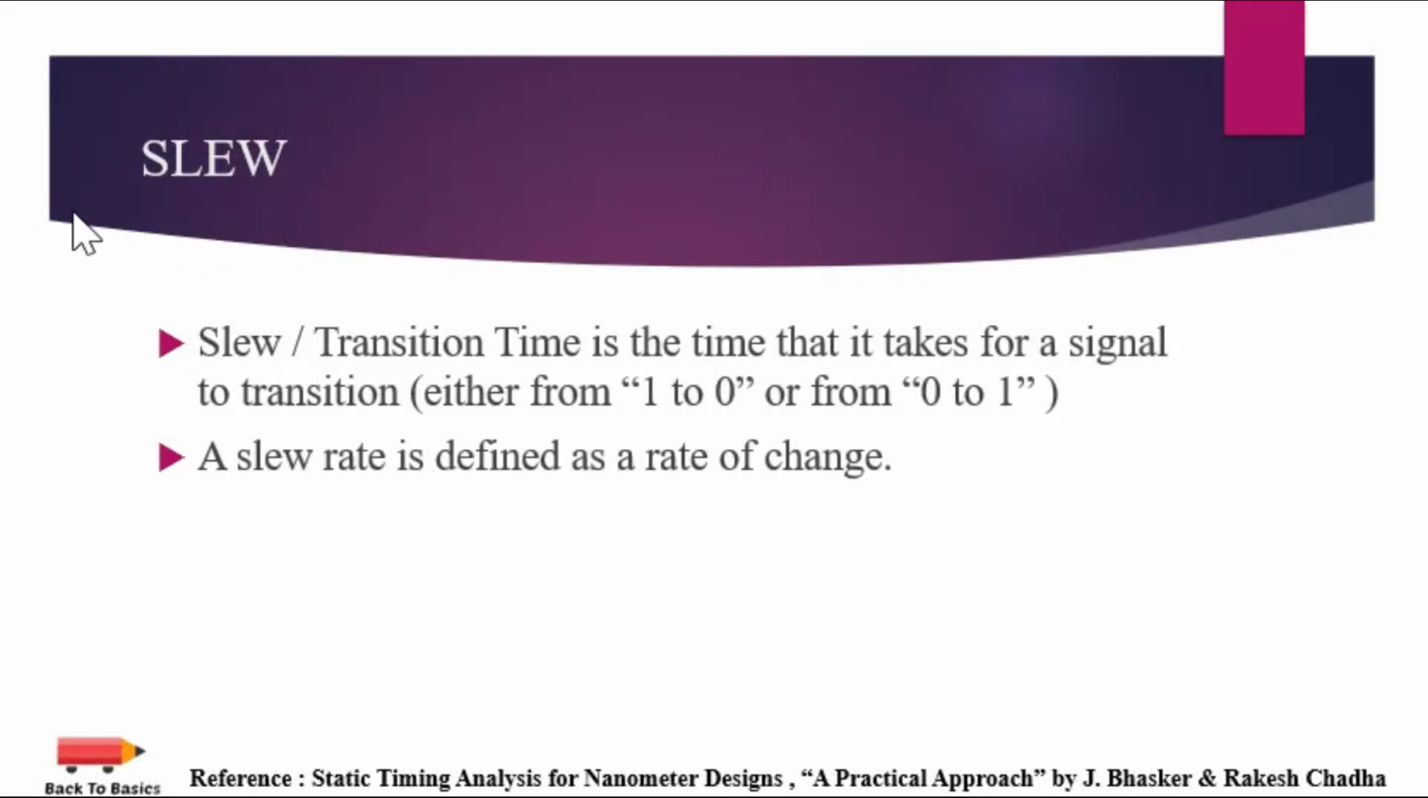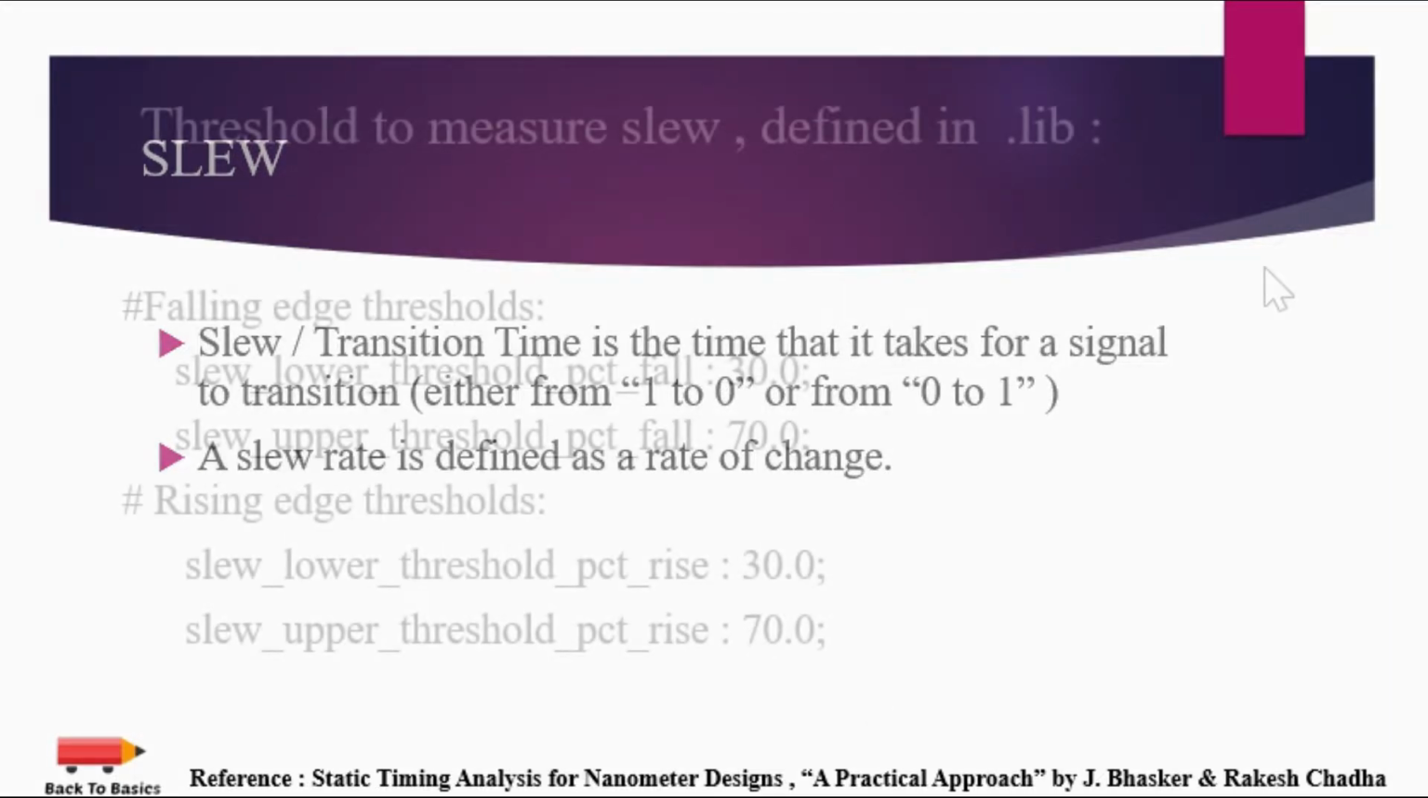Now let's see what is slew. So slew of a waveform is also known as transition time. It is the time that it takes for a signal to transition, either from 1 to 0 or from 0 to 1. And slew rate is defined as the rate of change.